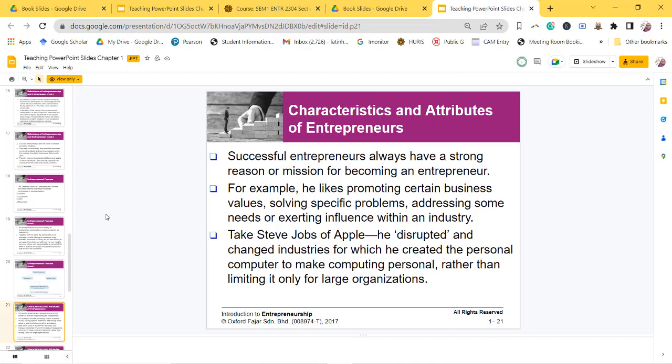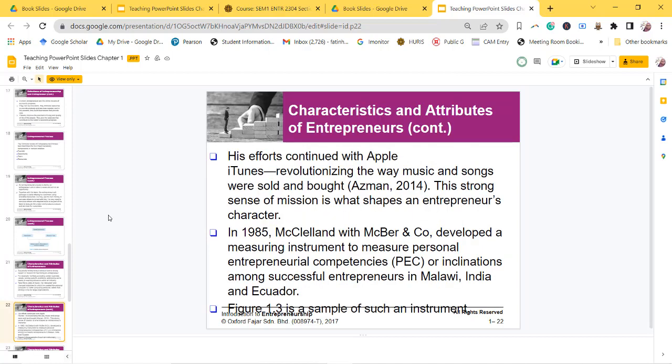So successful entrepreneur always have a strong reason or mission. Okay, if you think about money all the time, that's not a good reason lah. Some people, they have a very good reason. For example, like they want to feed their family, they want to help other people. That's a good reason or mission to have to become entrepreneur, not just money. Of course, money comes into place when it comes to reason and mission, but that's not the only reason you want to become entrepreneur.